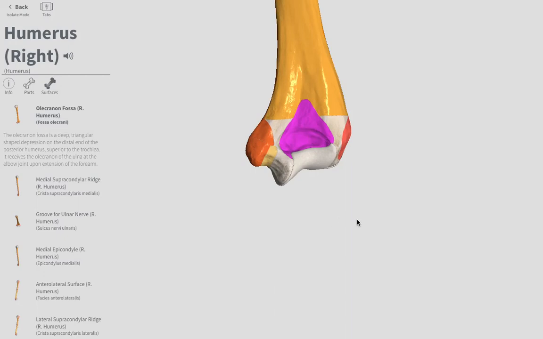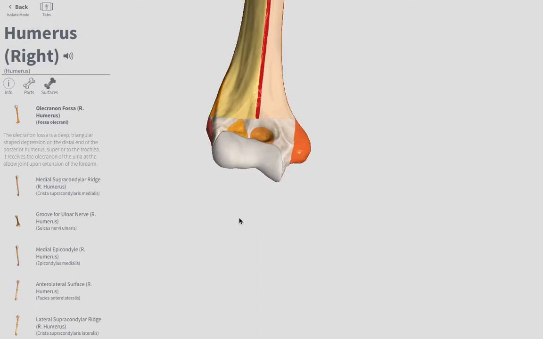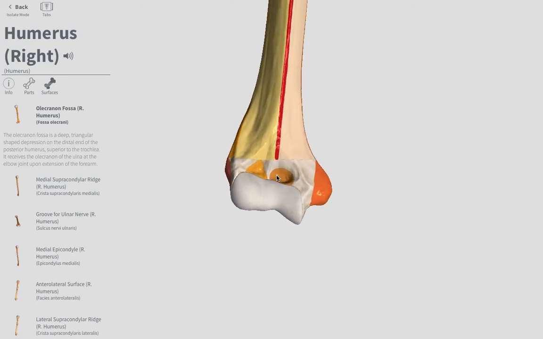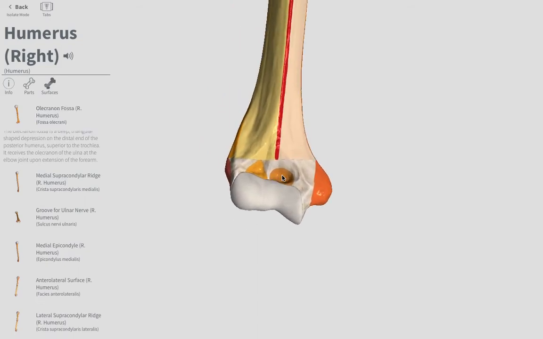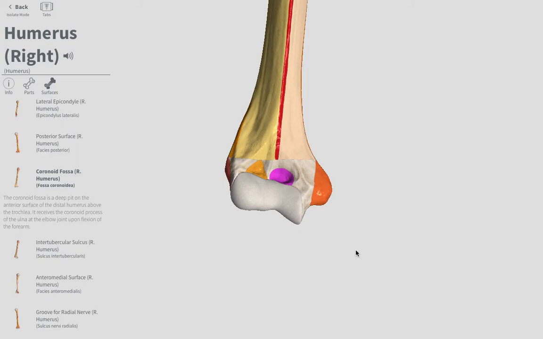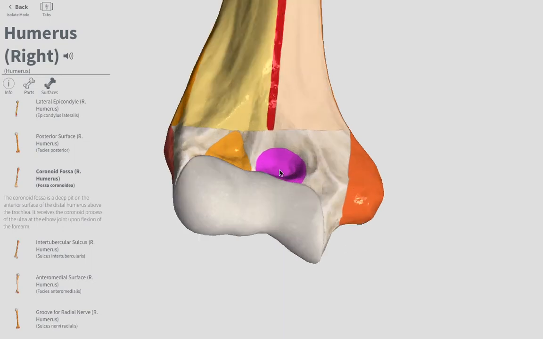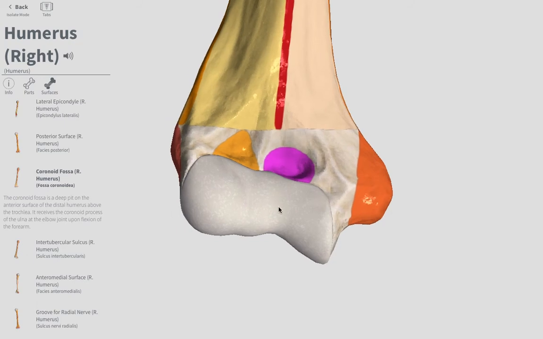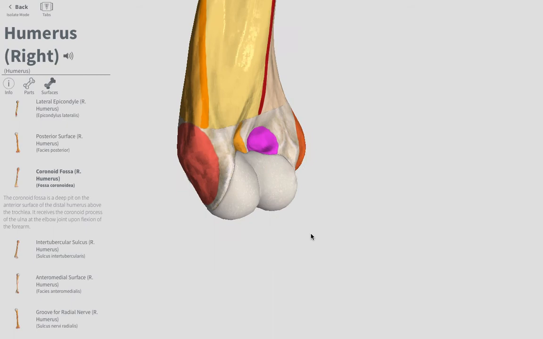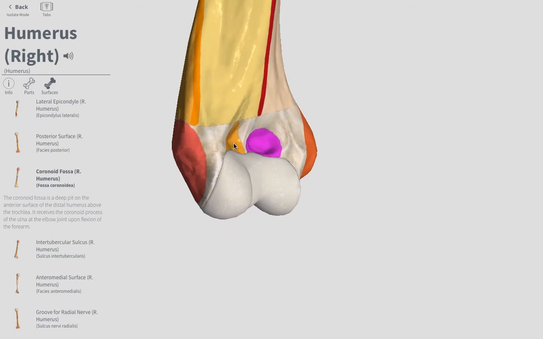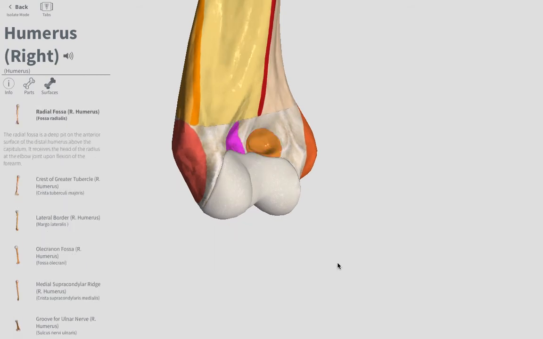The coronoid fossa will be on the anterior aspect, and it is the one that is superior to the trochlea and is medial. So that is the coronoid fossa. You can tell that there are these two dips. One dip rises up, two dips, and those are the fossae. And the lateral fossa is the radial fossa.